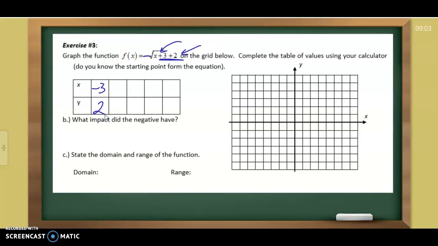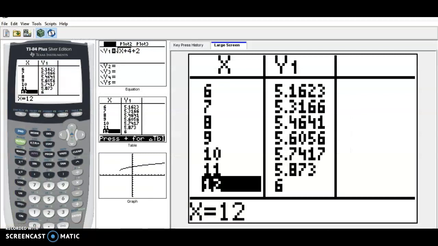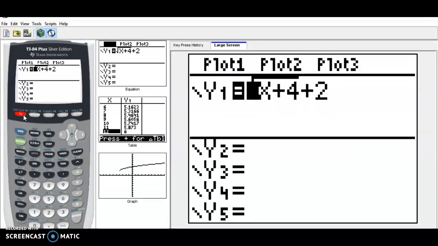So we can get that just by looking at the equation. This means we're going to go 1, 2, 3 to the left, up 2. That's where it's going to start. So that's a little bit of what we talked about last example. Now for this one, we're going to put this in and build our table based on that starting point. So y equals, I'm going to clear out whatever's in the calculator.